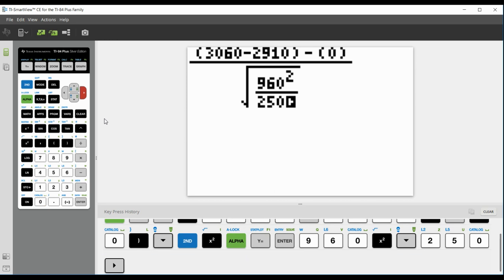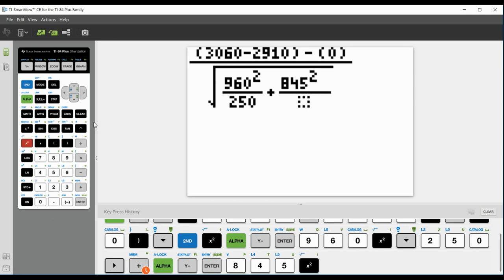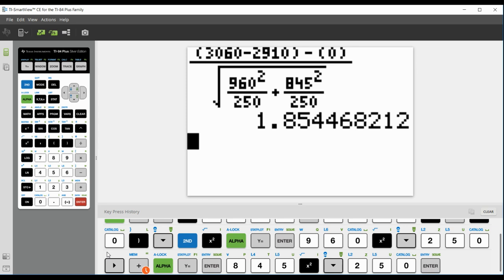So I'm going to click the right arrow to get out from that one fraction, but notice I'm still underneath my square root. I hit the plus sign, still underneath my square root, and then I do it again, alpha y equals, and I fill in our next fraction. The important thing here is that that radical on bottom needs to stretch around all of these things on the bottom. So one radical, everything underneath it. And you can follow the square root symbol across the top, make sure it doesn't disappear. Everything's in there, so we click enter, and there's our answer. We round it off to 4, so 1.8545.